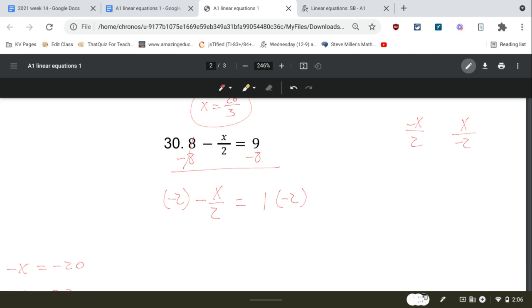All right, the negative and negative cancel each other out, and then the 2 will cancel with the 2 in the bottom. So that'll leave me with x equals 1 times negative 2, which is negative 2. All right.